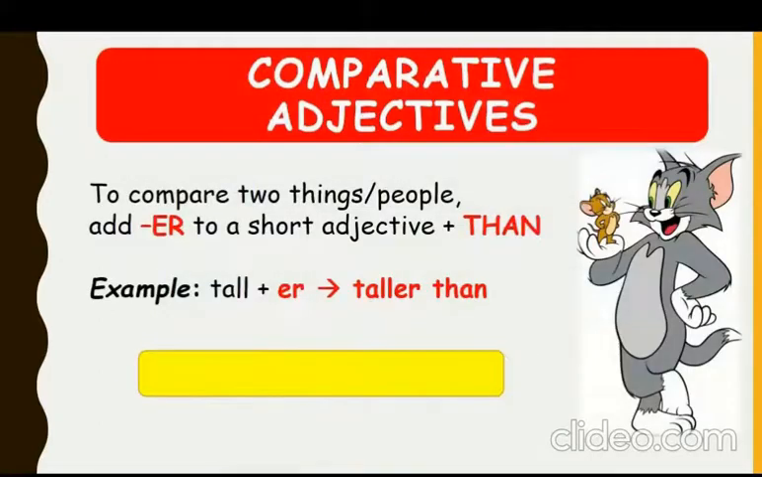Now, we will move to the structure of comparative adjectives. Comparative adjectives are used to compare two things or two people, and we add er to a short adjective, for example, tall, taller, taller than. For example, Tom is taller than Jerry.